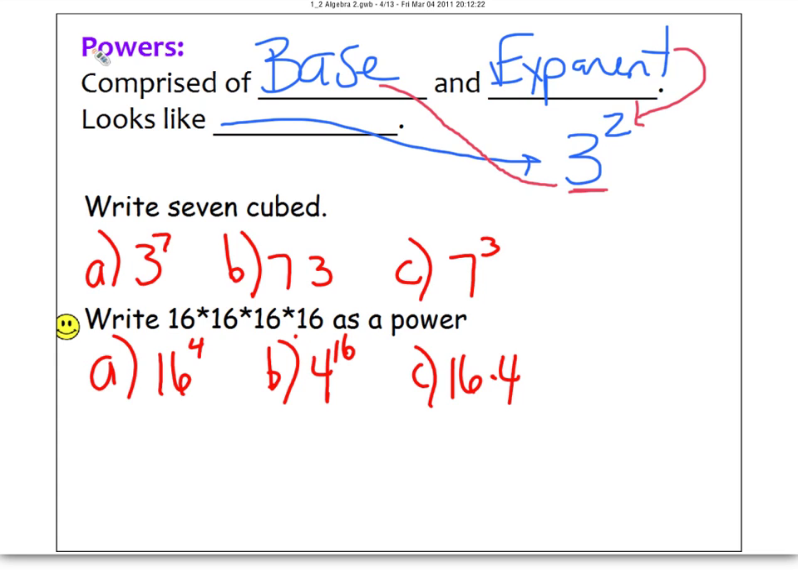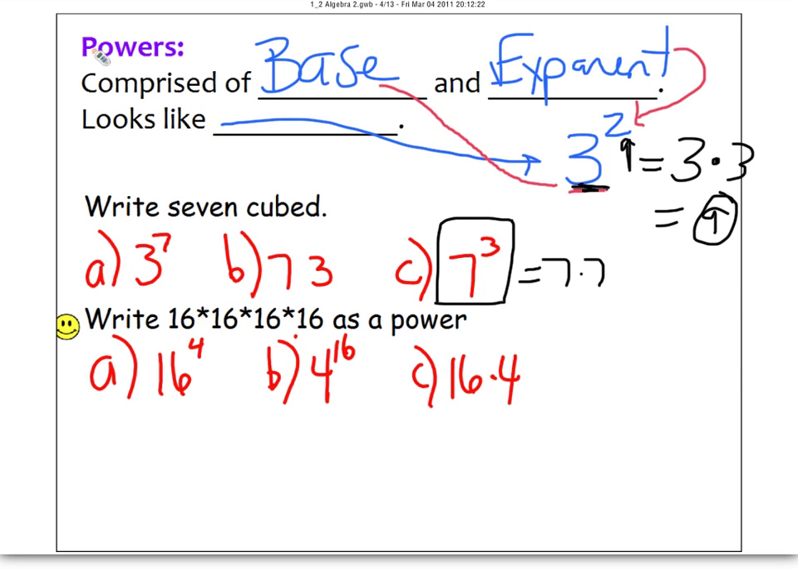Be careful in what it means. It means to do this number that many times. So it's not 3 times 2, which is 6. It means do the 3 twice. So I would do 3 times 3 and the answer is 9. So look at these two. If someone asks you to write 7 cubed, which one of these 3 choices is 7 cubed? Well, the right answer is this, because this is 7 three times, which is what it means. It's 7 cubed.